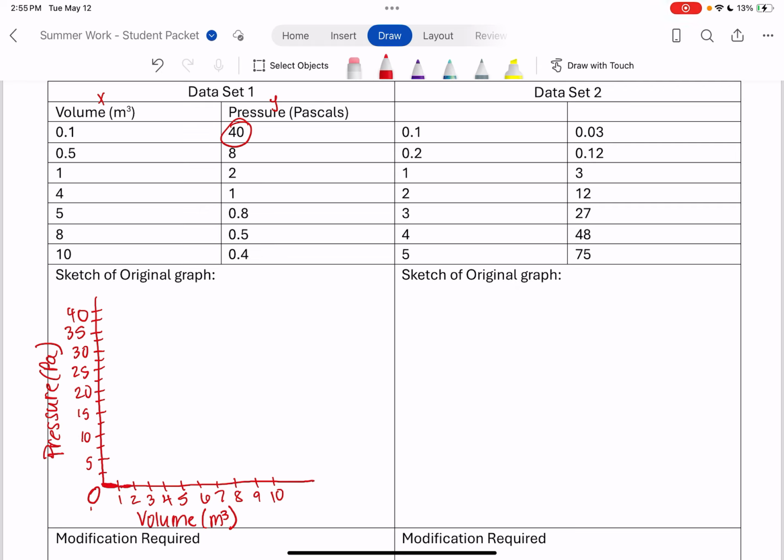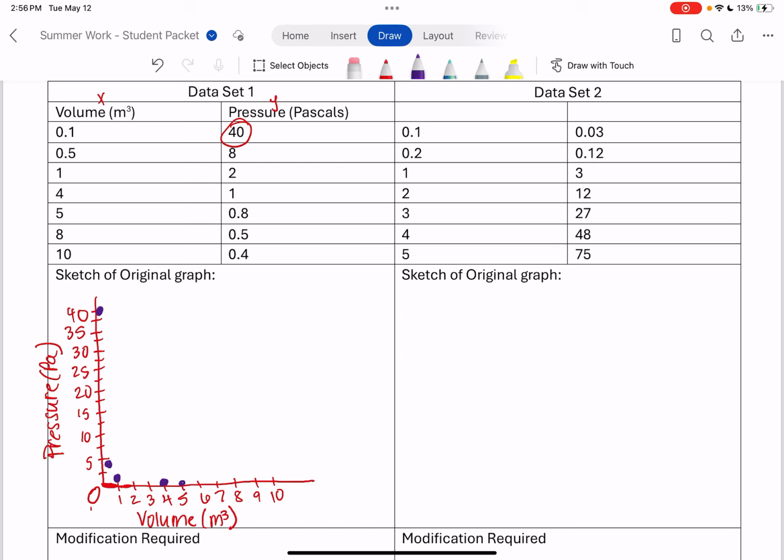Okay, so I'm just going to graph my data. So I'm going to go over 0.1 and up to 40. That's really, based on my graph, it's going to be really close to right there. 0.5 and 8, that's about right there. It's going to be really hard to graph this bottom data, and that's just how it's going to be. 1 and 2, 4 and 1, 5 and 0.8.